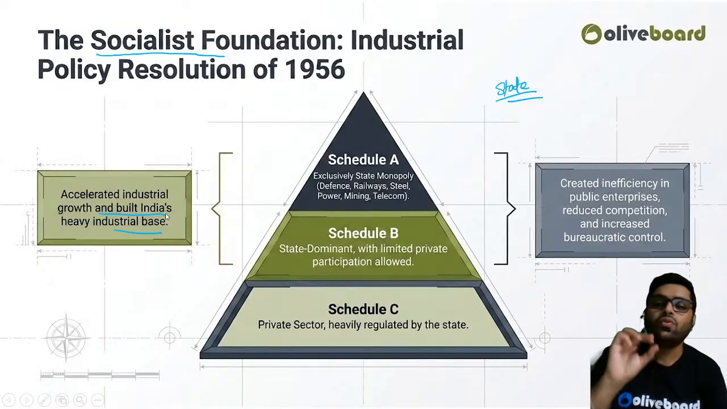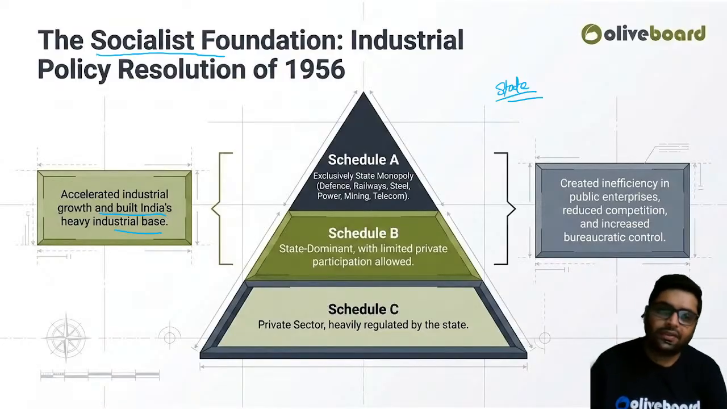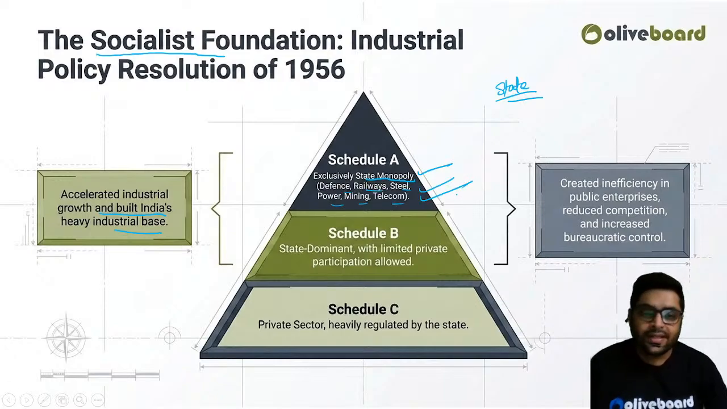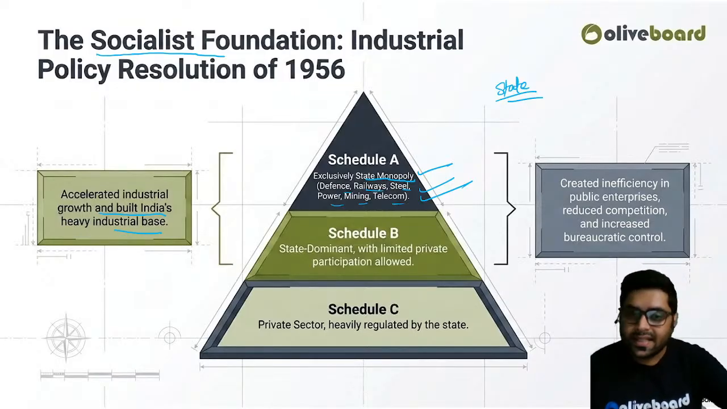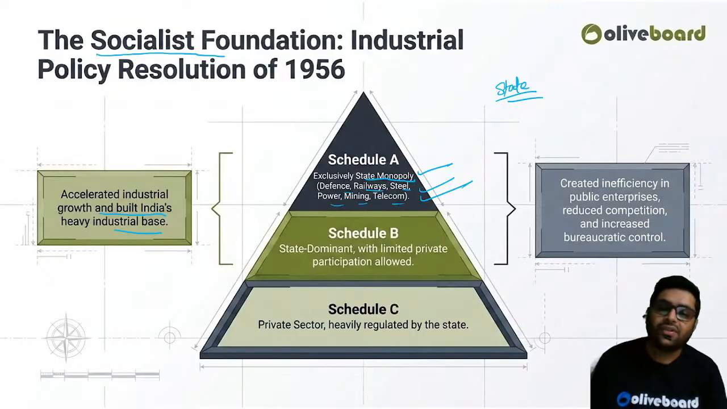There were three schedules of enterprises. Schedule A was exclusively state monopoly: defense, railway, steel, power, mining, telecom. Monopoly means only the state would operate. Schedule B was state dominant with limited private participation allowed, and Schedule C was the private sector, heavily regulated by the state.